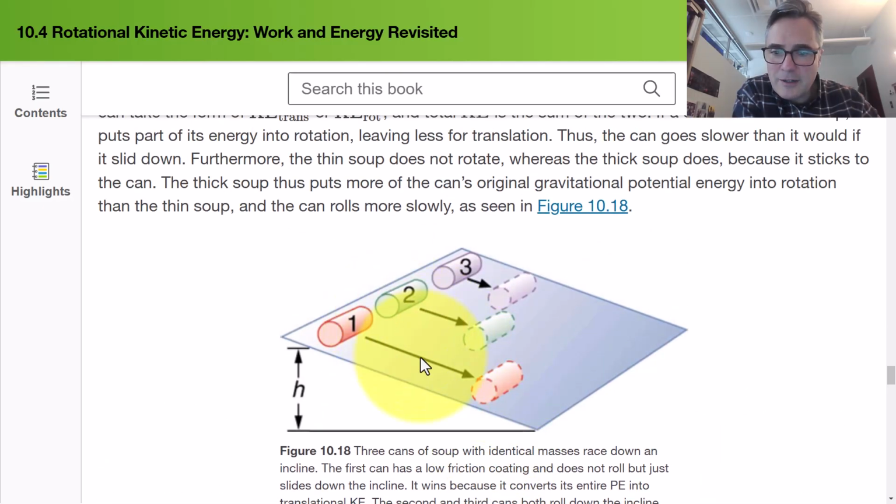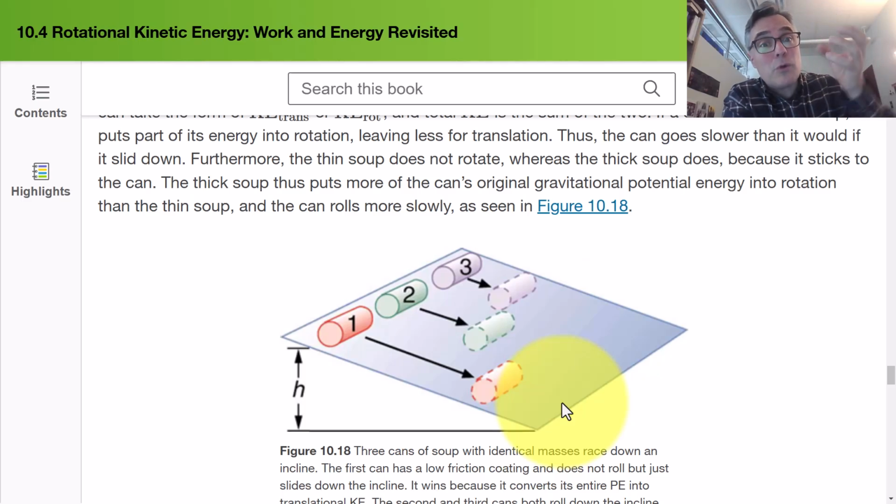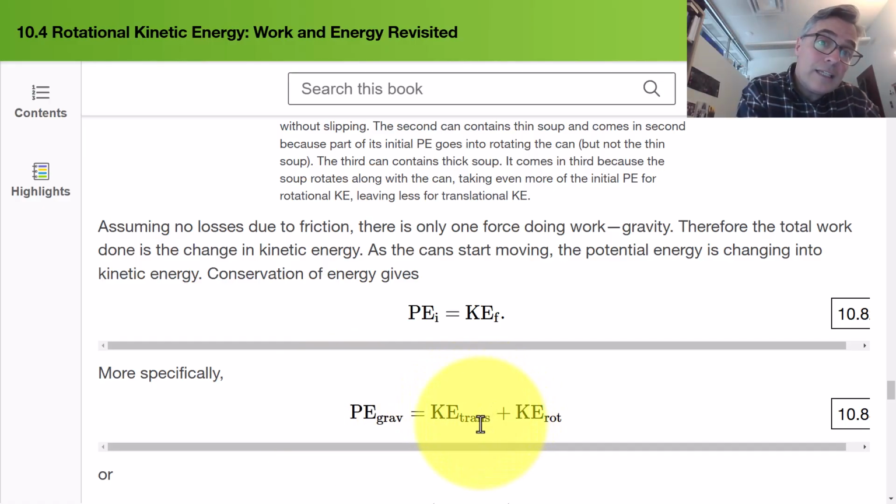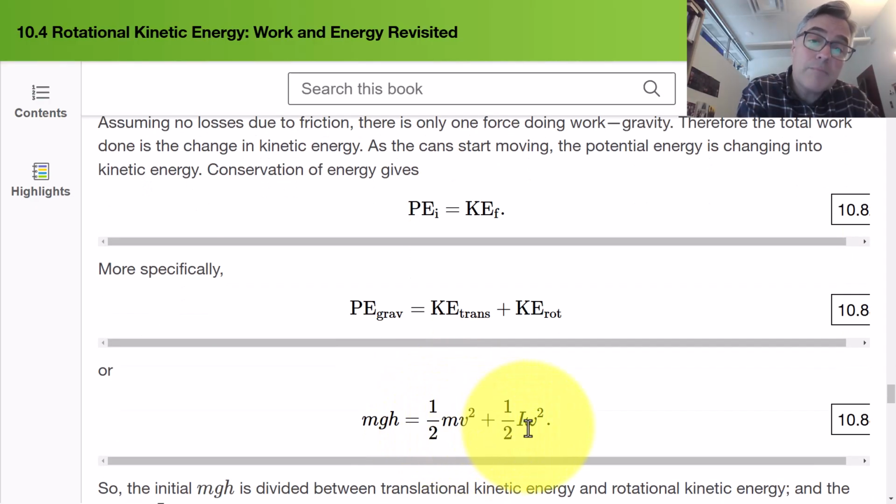So an idea here is that as something is rolling down a hill, it's speeding up, so it's gaining kinetic energy, 1/2 mv squared, but it's also rolling without slipping, so it's rotating. So it has 1/2 I omega squared as well. So in fact, as something rolls without slipping down a hill, its initial energy is in gravitational potential energy, but its final kinetic energy is split into two parts, the translational kinetic energy plus the rotational kinetic energy.